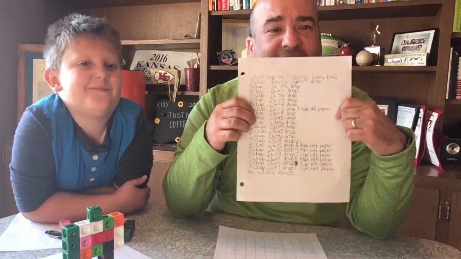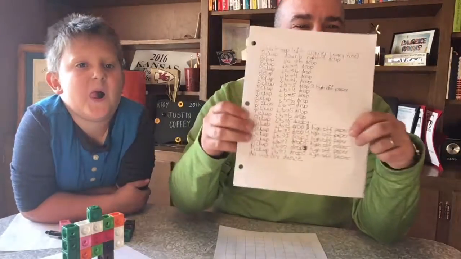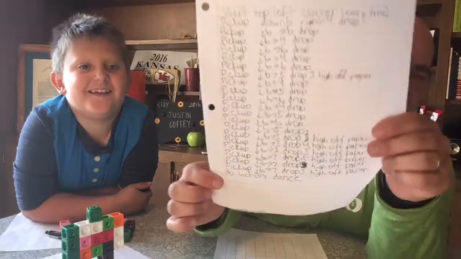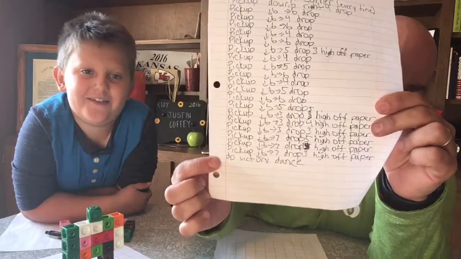You can see that Blaine added an extra line of code. His last line says, do victory dance. I didn't see that part of the program, but I guess that's for the 3D printer to interpret. So that is essentially how the 3D print activity works.